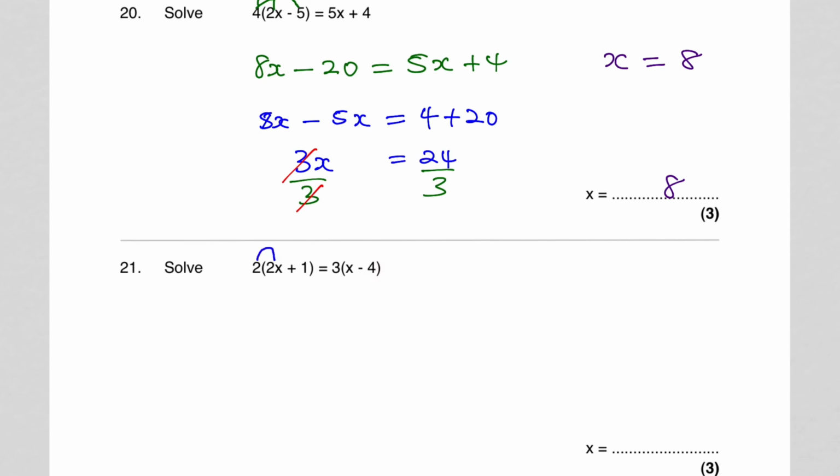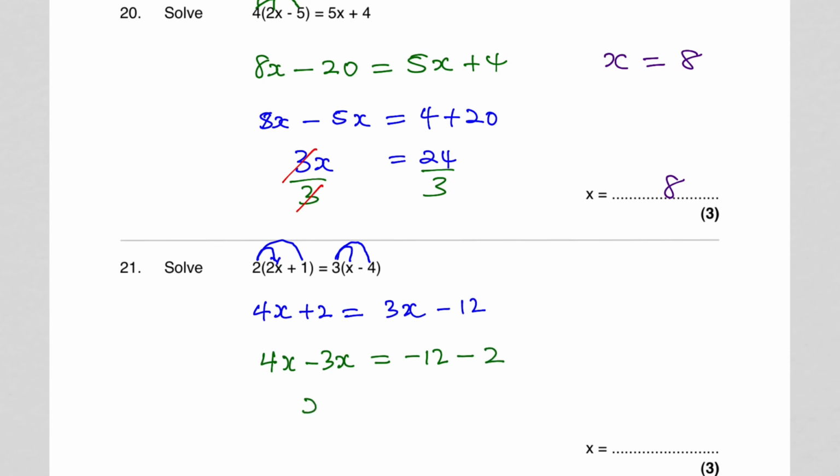So 2 times 2x is 4x. 2 times 1 is plus 2 equals 3 times x is 3x. 3 times minus 4 is minus 12. Now we need to collect like terms. 4x minus 3x equals minus 12 minus 2. 4x minus 3x is 1x, and that's x equals minus 12 minus 2 is minus 14. So x is minus 14.